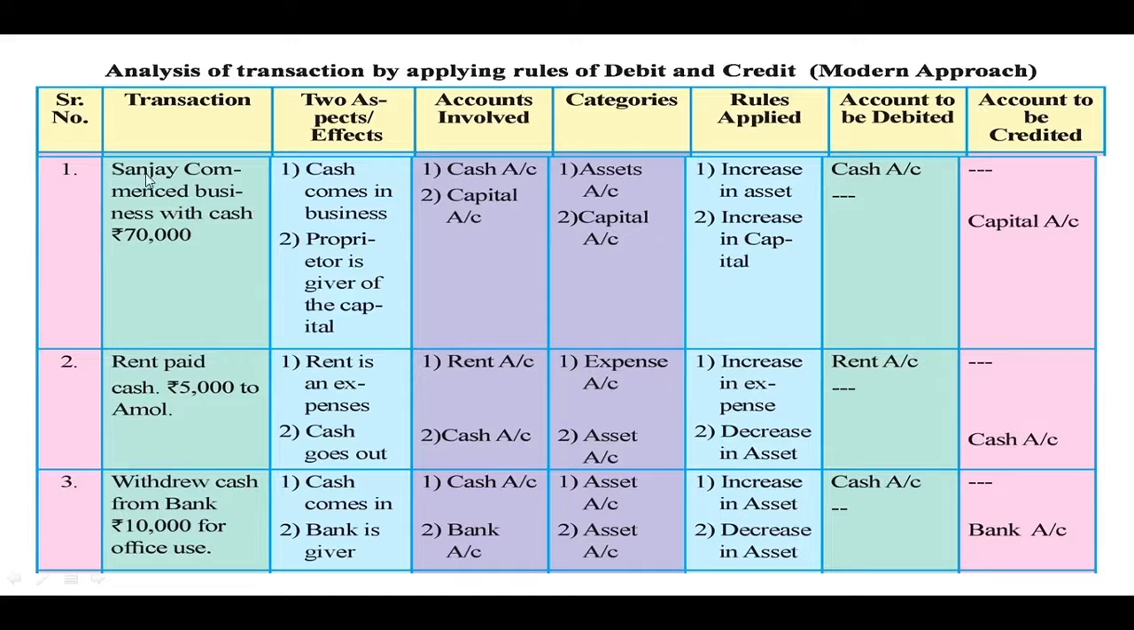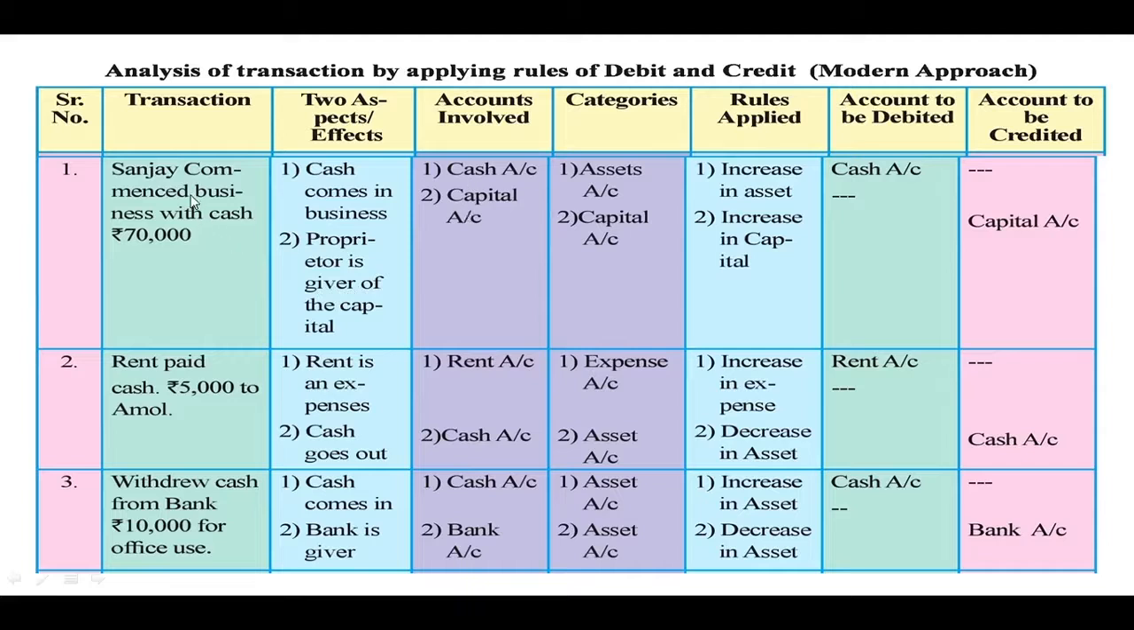Next, we are going to learn this table now, analysis of transactions by applying rules of debit and credit as per the modern approach. Now the first transaction given here is Sanjay commenced business with cash of rupees 70,000. Two aspects or effects of this transaction are: when Sanjay set up the business, at that time he invests cash of rupees 70,000. So cash comes in the business. Sanjay is the proprietor, owner. He gives the cash to the business, so he is a giver.